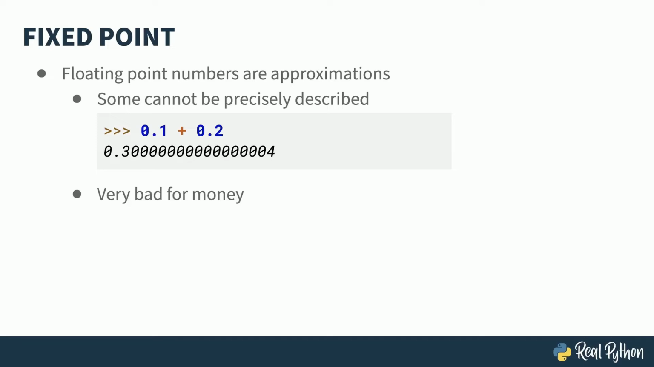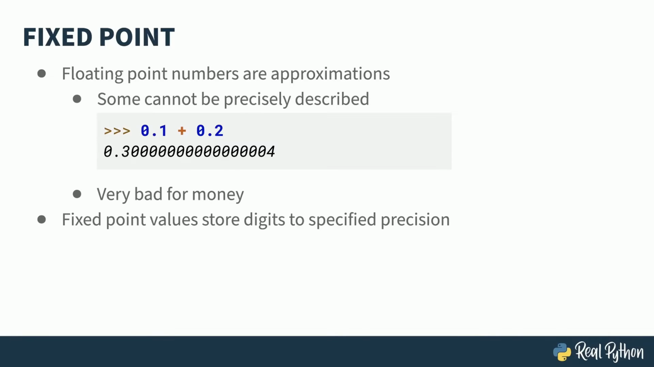These sorts of errors are very bad for money. Fractions of a cent can add up over time. Don't believe me? Go watch Superman 3. Richard Pryor wouldn't lie to you, would he? The answer to this problem is fixed point math.